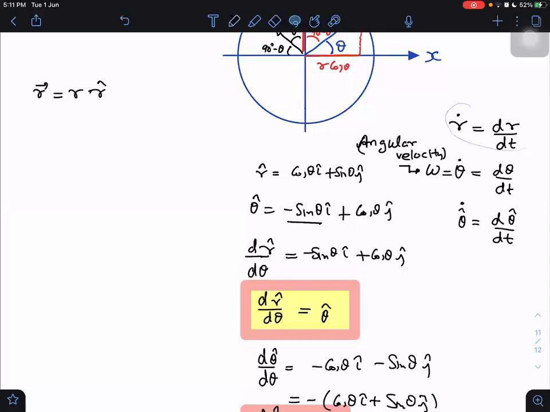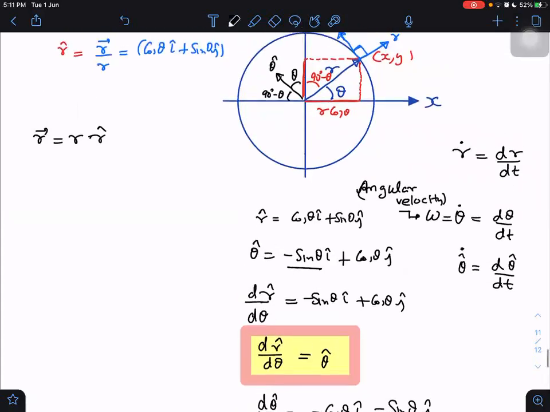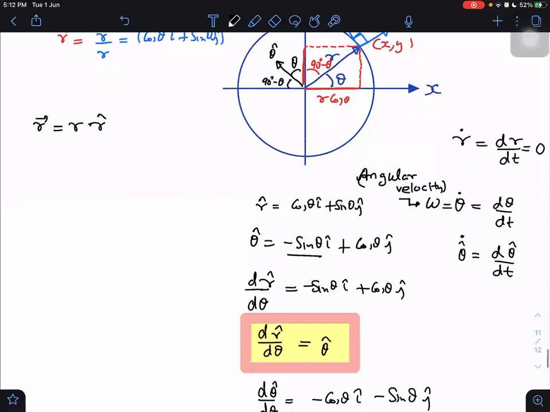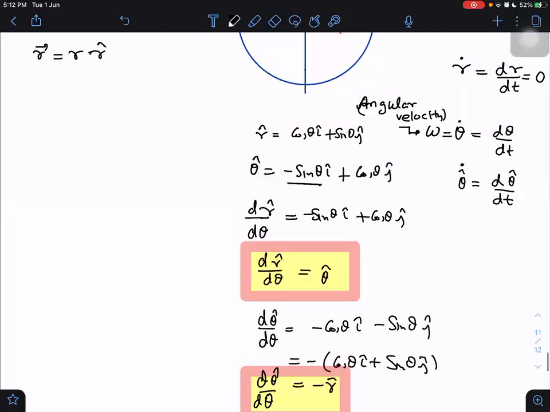And R dot is called the velocity in the radial direction. If R is changing, then this velocity will appear, otherwise it will not appear. Why will it not appear? If R is constant, what is the derivative of a constant? It is 0. R is constant in magnitude, and the derivative of the magnitude of R will be 0. So I can simply write it as 0. In this particular example it is 0, not always. Sometimes it will play some role.